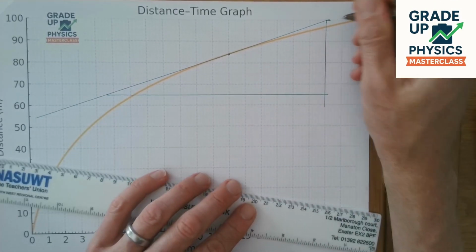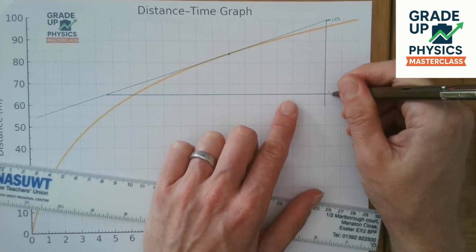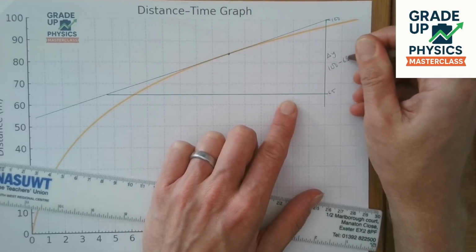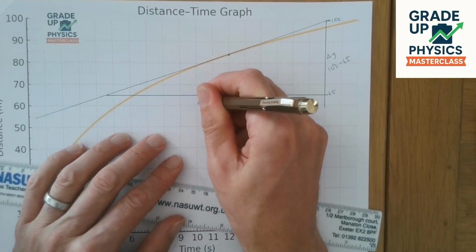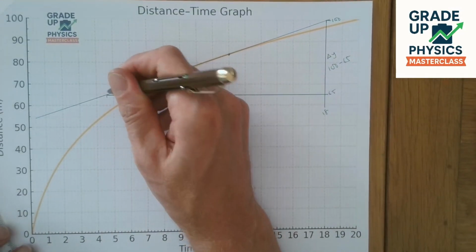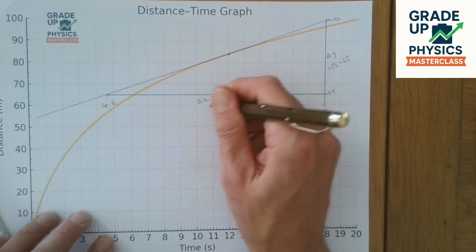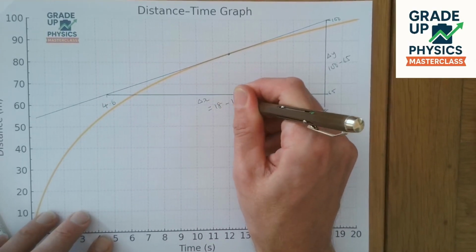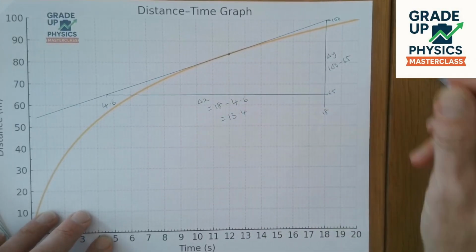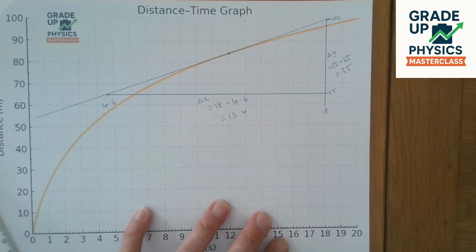Right, so let's do the same as before. We'll just measure on these points on here. So that's 65. So my delta y will be 100 minus 65. Delta x, so this here is 18, and this here is 4.6. So my delta x will be 18 minus 4.6. That gives me 13.4. Oh, I didn't work that one out. Look, there we go. That's 35.